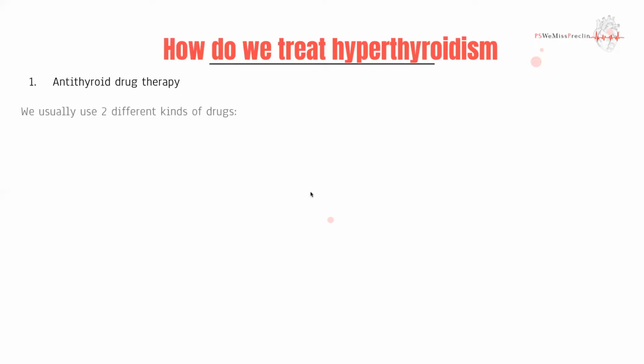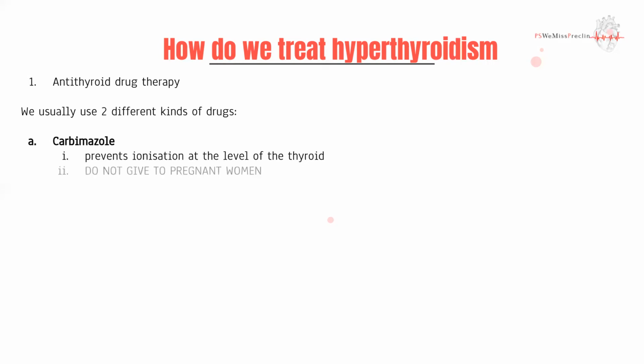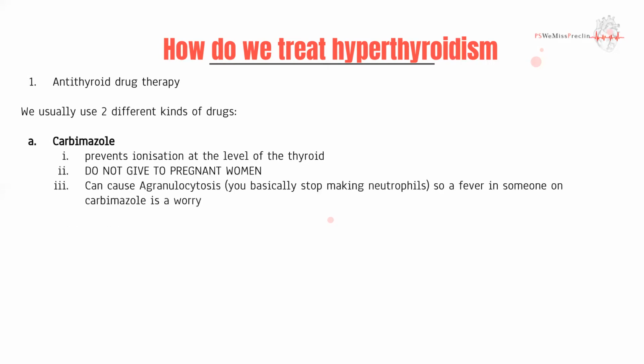First step is anti-thyroid drug therapy, and we have two different medications. We have carbimazole. So carbimazole prevents iodination at the level of the thyroid. So don't give this to pregnant women because you need iodine and iodination in pregnant women, so it's contraindicated. But then the other complication that is very, very important to know is this thing called agranulocytosis, where you basically stop making granulated cells, particularly neutrophils.